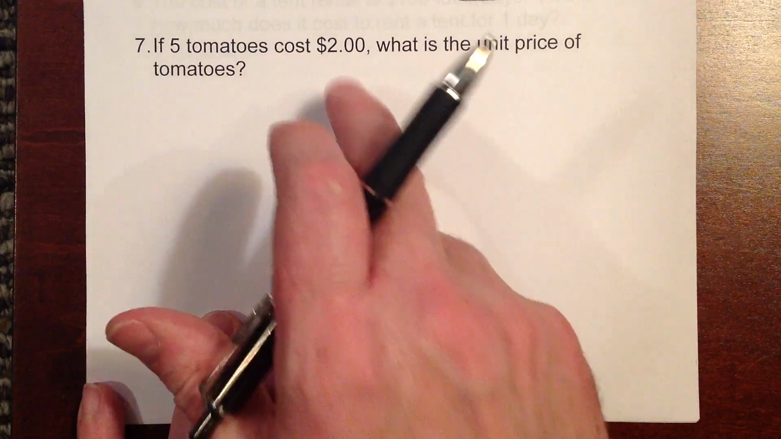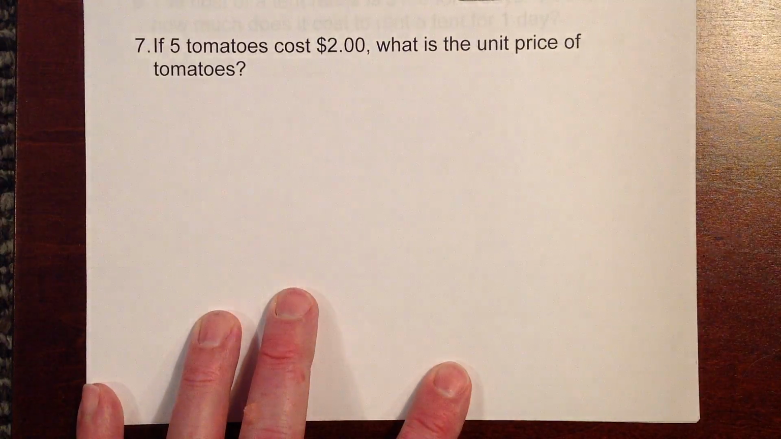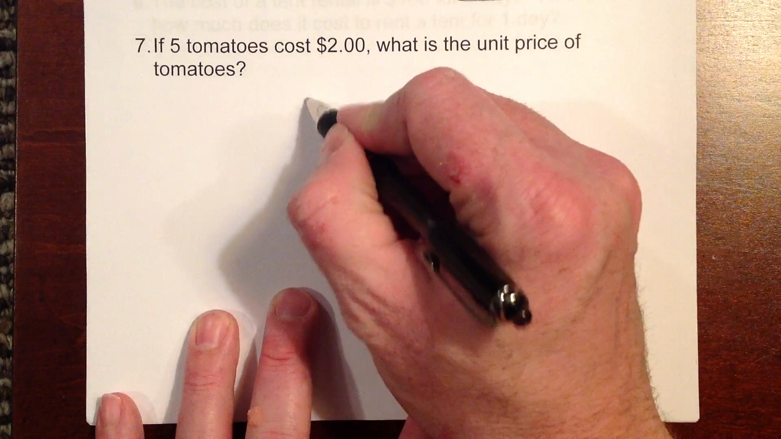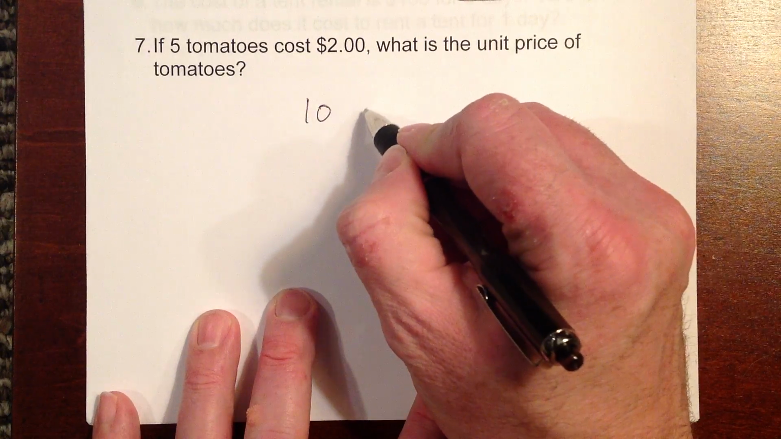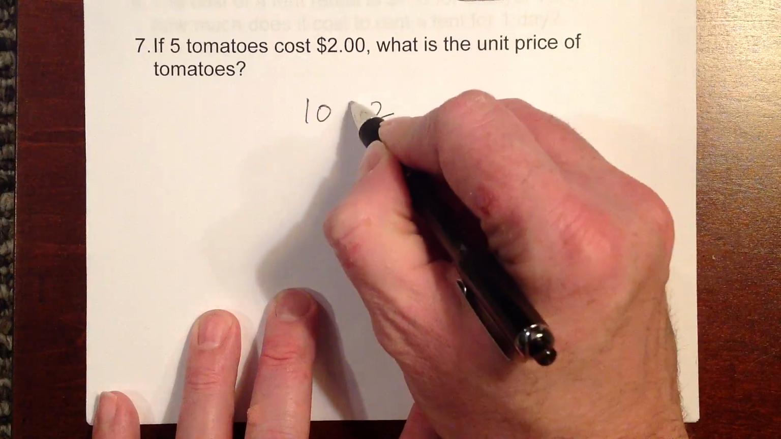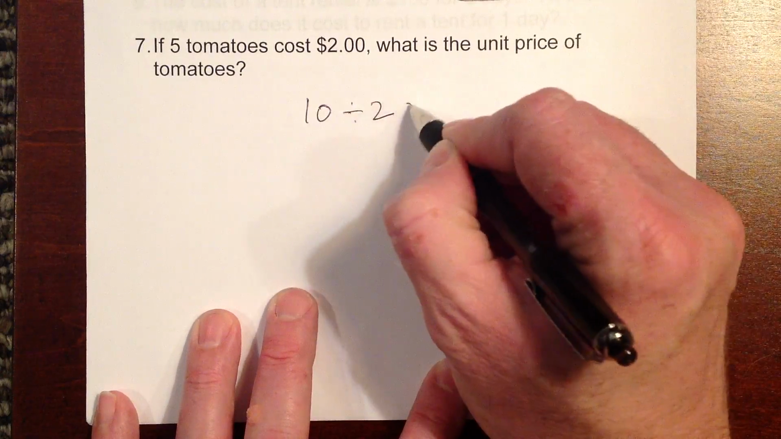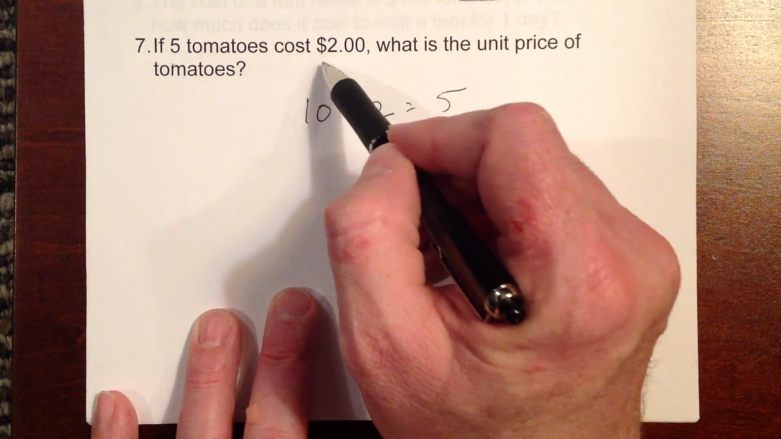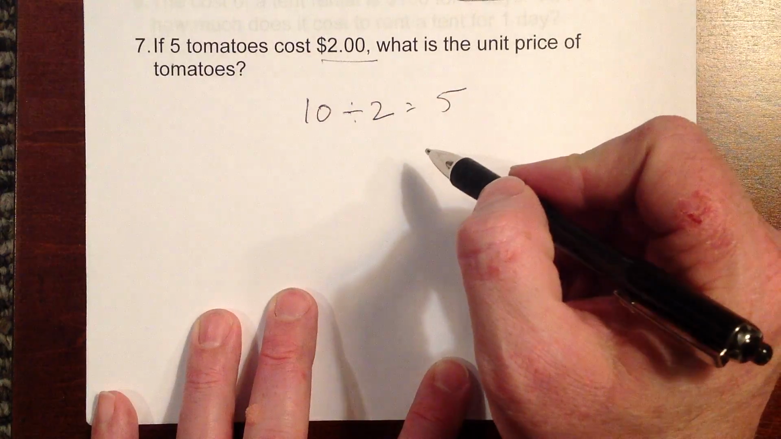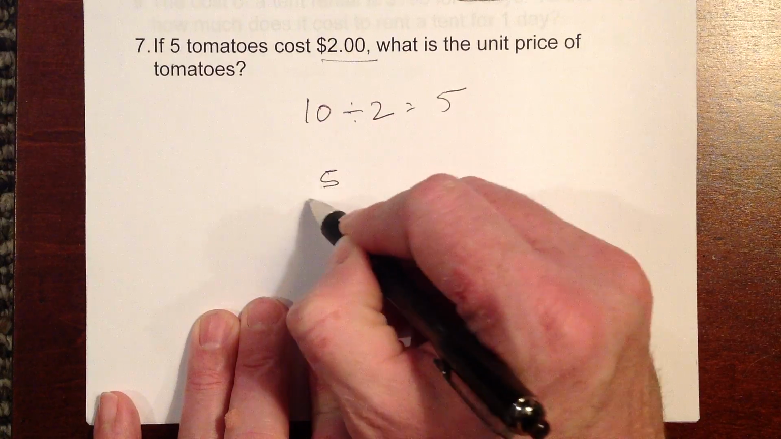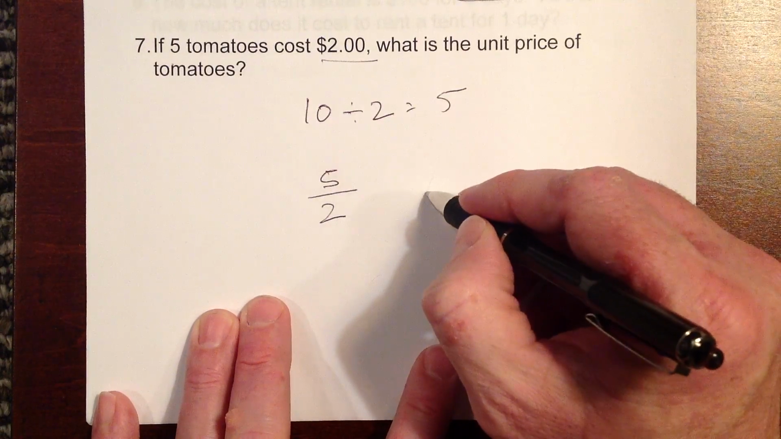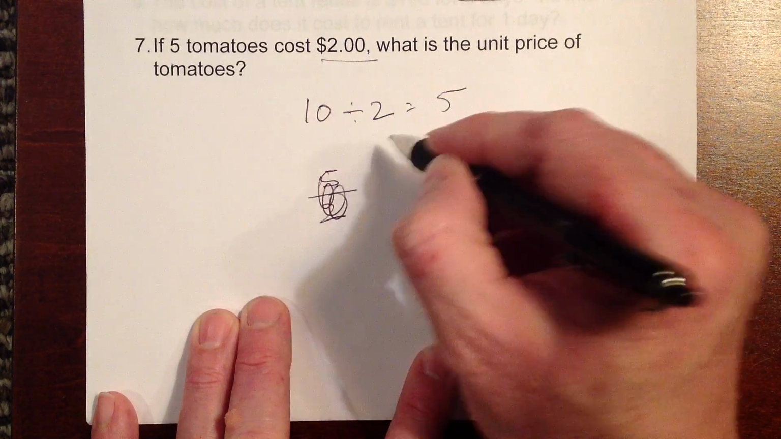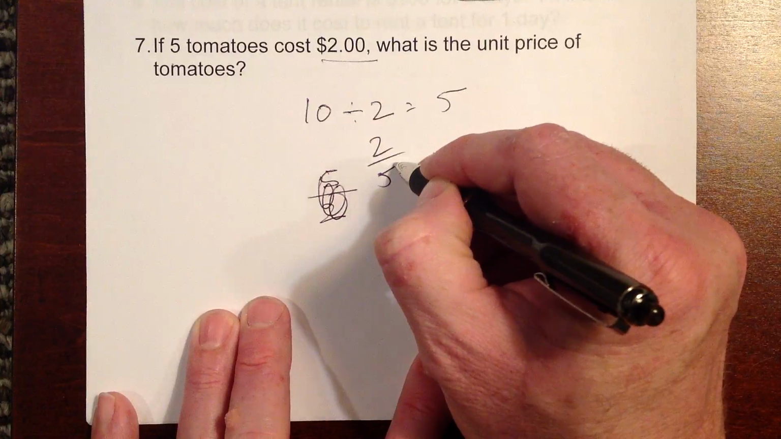If 5 tomatoes cost $2, what is the unit price of the tomatoes? Unit price, we're trying to figure out how much each one is. So if 10 tomatoes is $2, we would divide and get 5. Well, we're not dealing with that. We're saying 5 tomatoes is $2. So we're going to say 5 divided by 2. I'm sorry, forgive me. It's going to be 2 divided by 5.